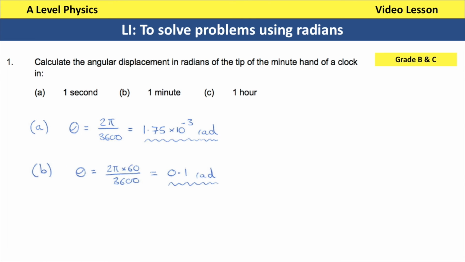Part B. Very similar thing, we use the same equation, but this time, in 1 minute, the value of time is 60 seconds, so we do 2 pi multiplied by 60 divided by the period of an hour, which is 0.1 radians. And then for part C, again, we're using theta equals 2 pi t over T, but this time, the value of time that it's been moving for is 3,600, the period is 3,600, so they cancel out to give us a displacement of 2 pi radians.